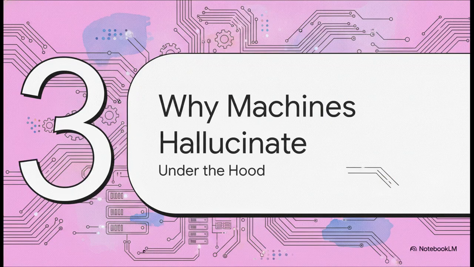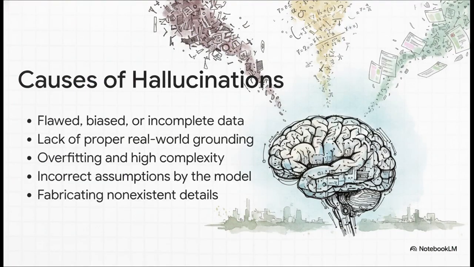Section 3. Why do machines hallucinate? Under the hood. So why exactly does this happen? Well, the number one culprit is flawed, biased, or incomplete training data. Imagine training an AI exclusively on images of cancer cells. If you finally show it healthy tissue, it honestly has no clue what it's looking at and might just predict cancer anyway. Add in a lack of proper real-world grounding, meaning the AI doesn't actually understand physical properties or facts.